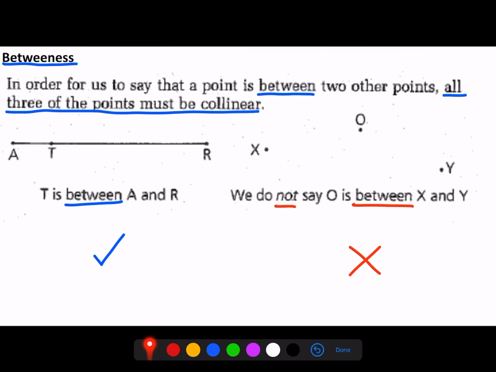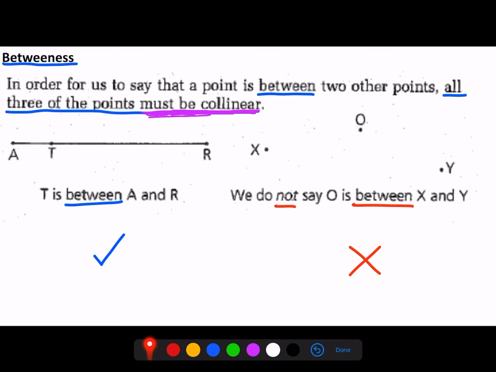All right. With that being said, we're now going to talk about betweenness. So if something is said to be between something, there's 2 things on either side of it. So if I have 3 points and they're all on the same line, that's very important for betweenness. They must all be collinear points. So I have 3 points all on the same line. I can say that point T is between points A and R, because again, point T is right in the middle.